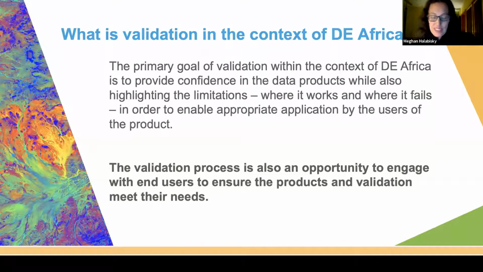So as Adam already spoke to, the primary goal for validation within the context of Digital Earth Africa is to provide confidence in our maps and data products while also highlighting the limitations. Where is it working? Where is it failing? And this allows appropriate application by the users of the product. But we also see the validation process as an opportunity to engage with end users to ensure that the products and validation meet their needs.